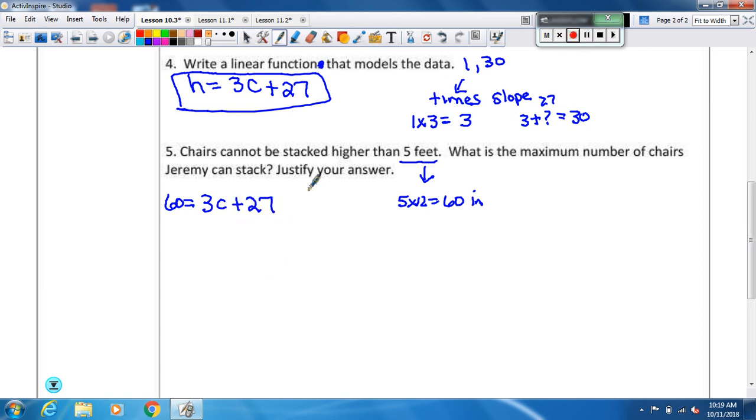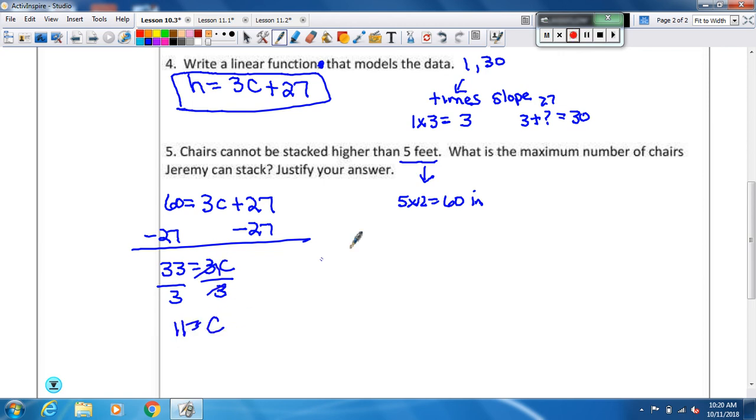Now you're just solving, and remember, justify your answer means show your work. So you're just solving for the number of chairs, the c value. So the first thing you have to do is subtract 27 on each side. So when you get that, you get 33 equals 3c. This is 3 times c. The opposite of times is divide. So divide both sides by 3. 33 divided by 3 is 11. So the maximum number of chairs is 11.